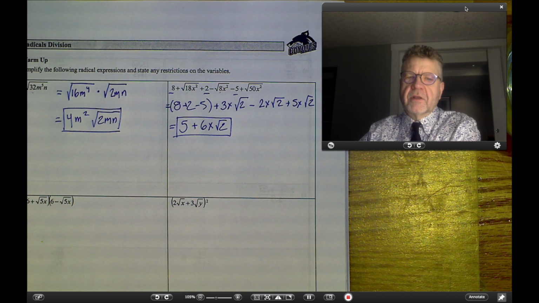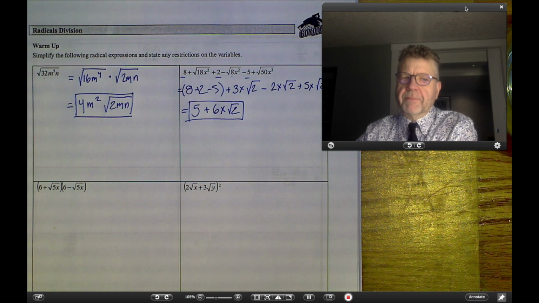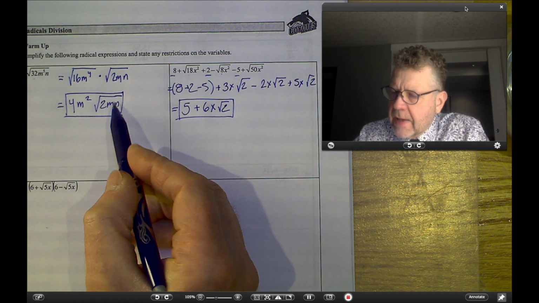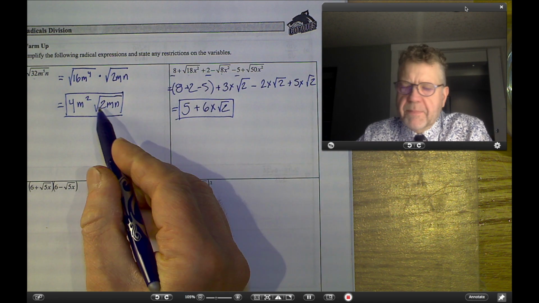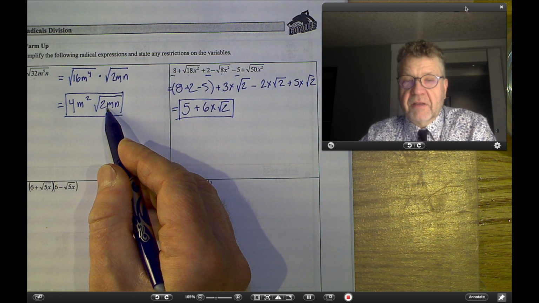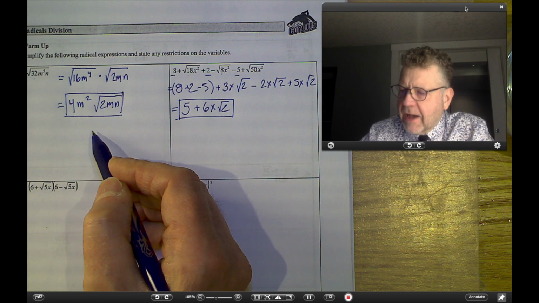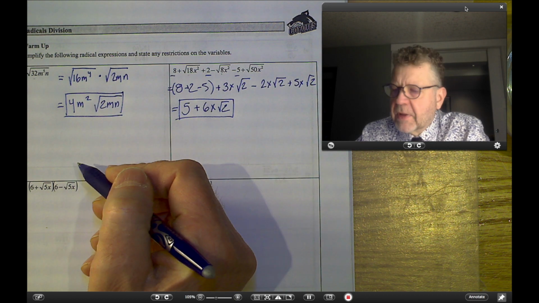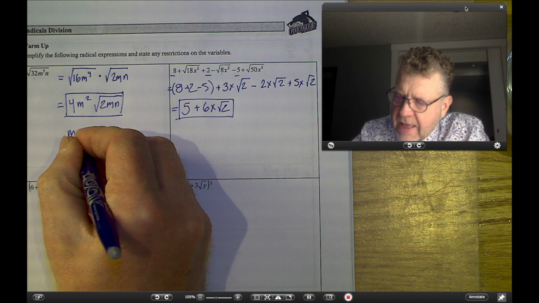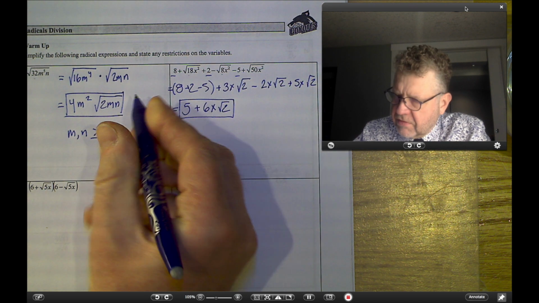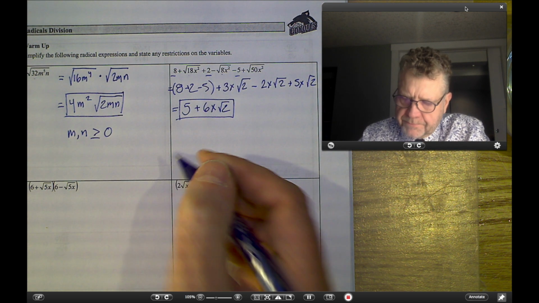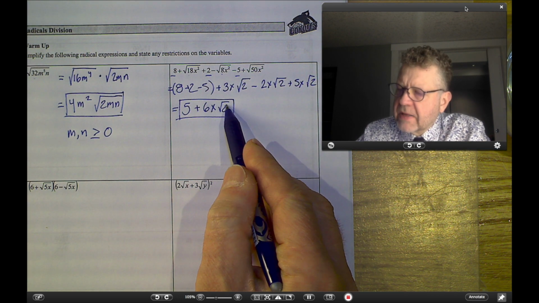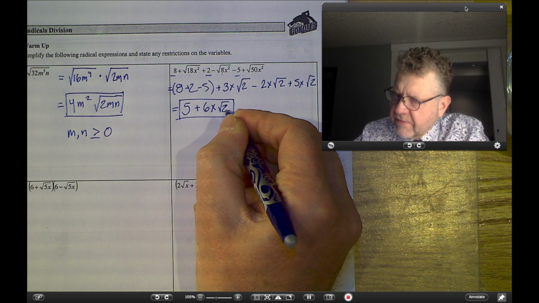Now, in both of these examples, I've forgotten to do something, which of course you now know is part of the new stuff for Math 20-1, okay? And that is to state the restriction. So let's go back here. Is there a restriction on m and n over here? Well, yeah, because your m and n are inside the radical sign and it's a square root, the root index is 2, then both m and n must be greater than or equal to 0. That's your restriction on m and n. Now, how about here? There is no variable inside the radical, so there's nothing you have to worry about here.